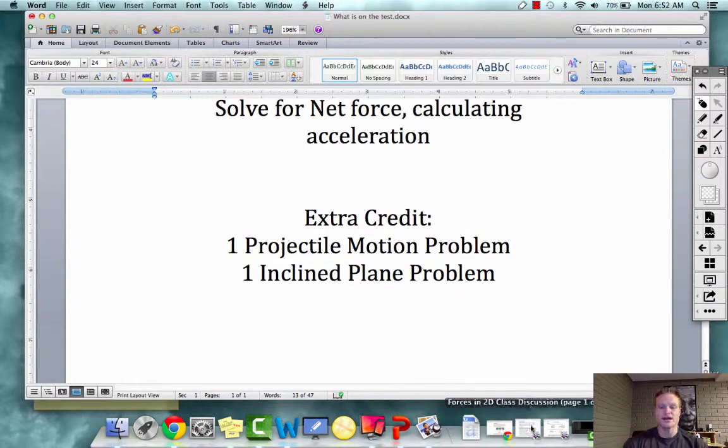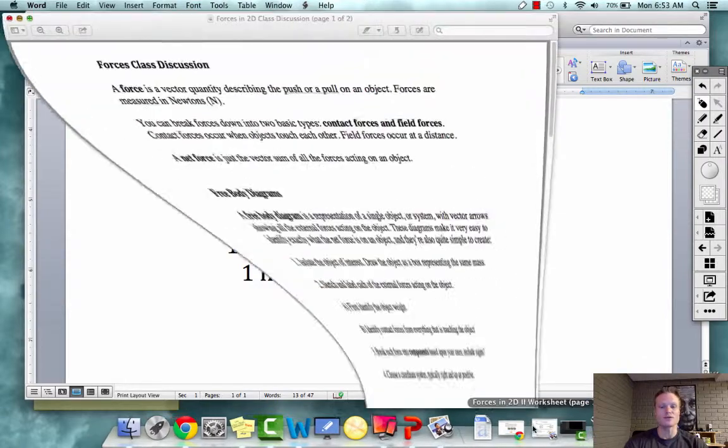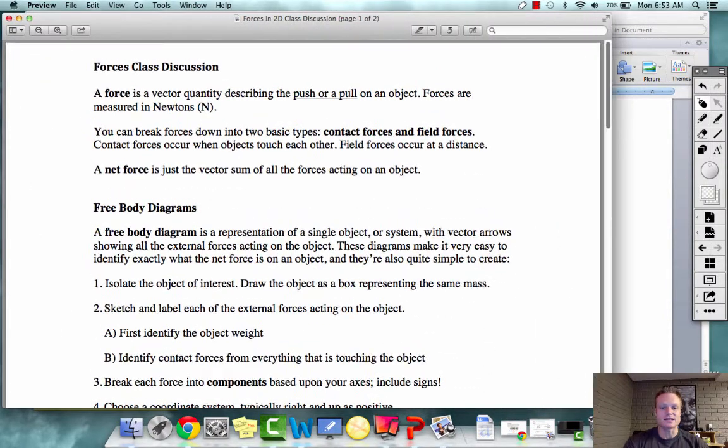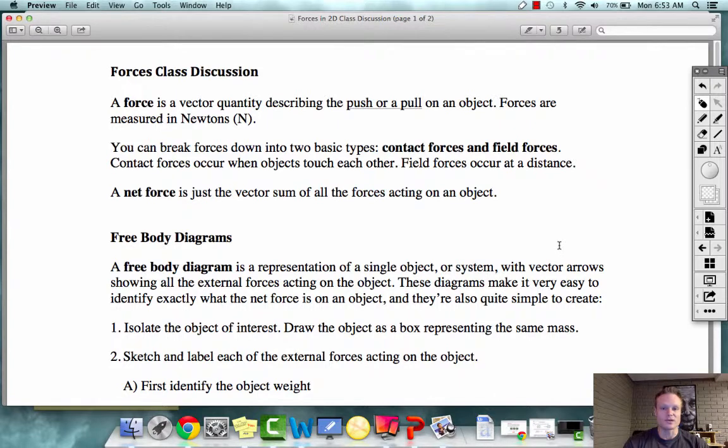Changing gears here, if you could get the forces class discussion out, I'm going to go through that with you guys to set you up for the homework assignment that you're going to get right after this class discussion. Hopefully this will help guide you with the homework assignment, and we can do some practice problems and that type of stuff.